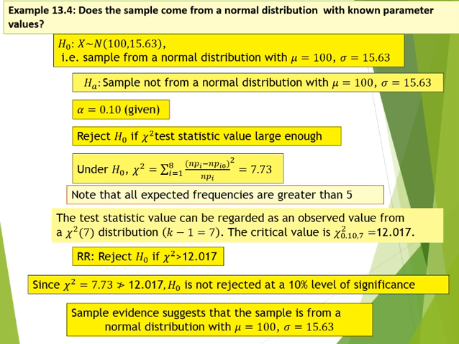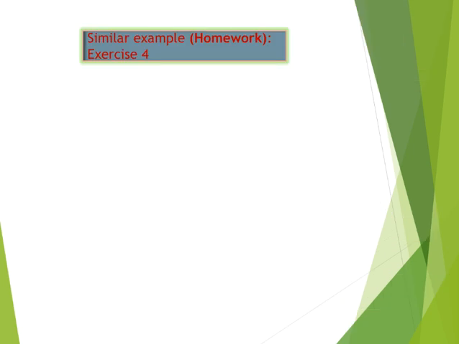Now you know how to test whether a set of data is normally distributed. You can divide them into categories and see whether it can be associated with the normal distribution. A similar example, which is also your homework, is exercise 4.